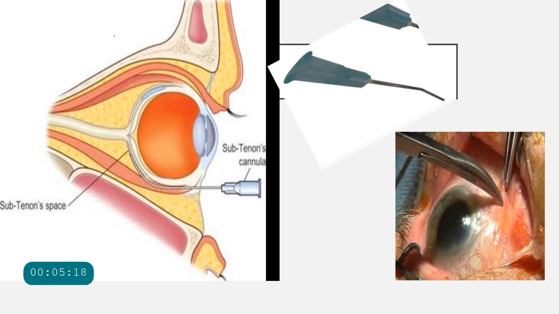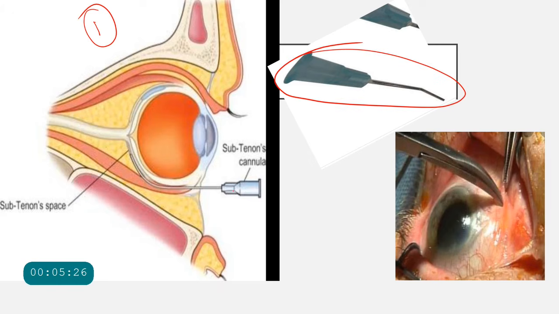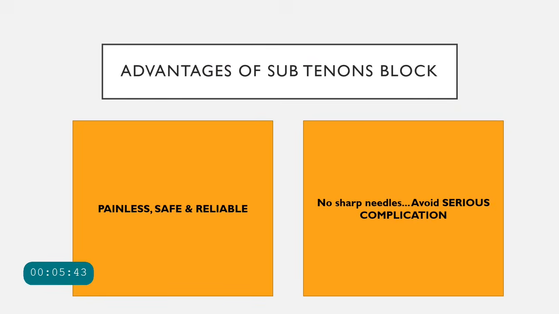This first picture depicts the subtenon space. The Tenon space is present below the Tenons capsule. You can see this bent cannula, and you have to insert it like this. Because of the bend, it will slowly and gradually progress beyond the equator and go to the posterior pole, and this is the point where you inject your local anesthetic agent. The advantages are that it is painless for the patient, it's quite safe and reliable, and there is no sharp needle, so all the serious complications can be avoided.